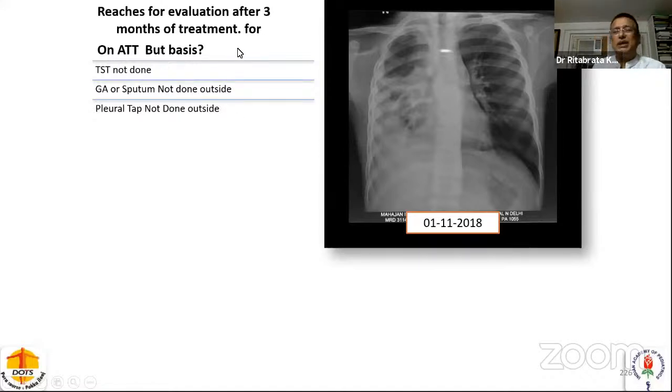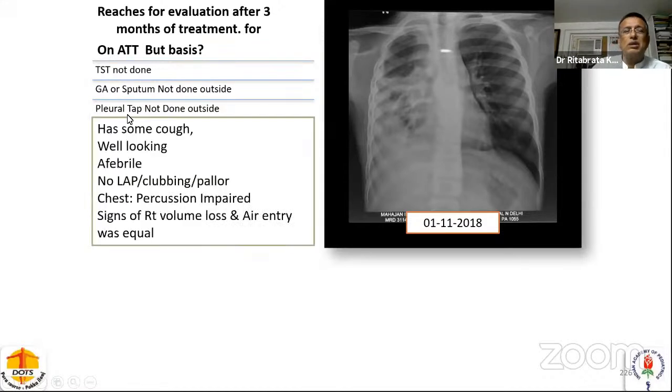So now when you started evaluating, you find the child was on anti-TB therapy, but on what basis? TST, tuberculin skin test, was not done. Gastric aspirate or sputum was not done. Pleural tap was not done.